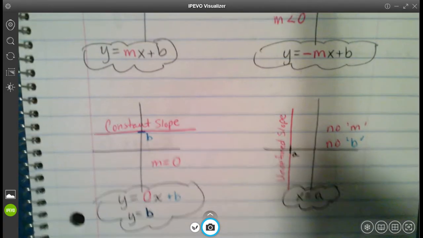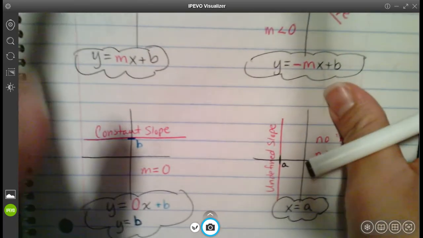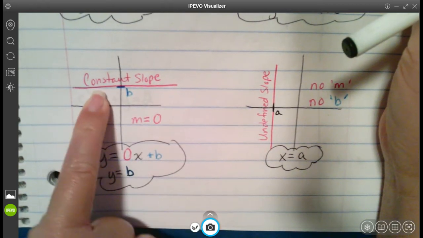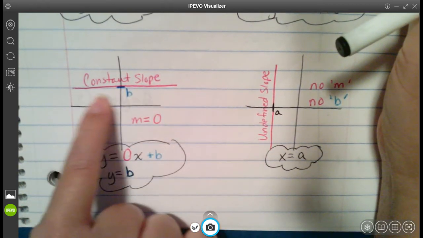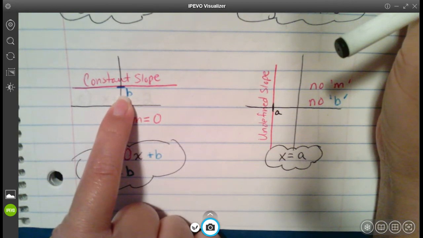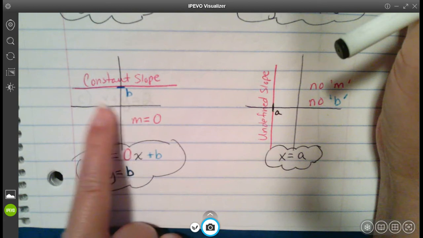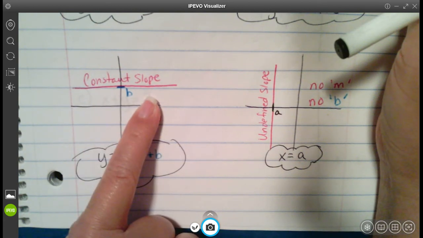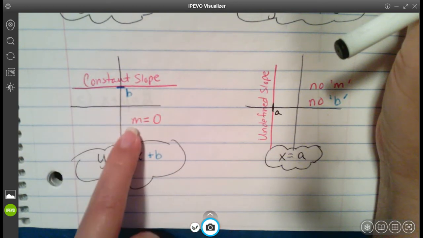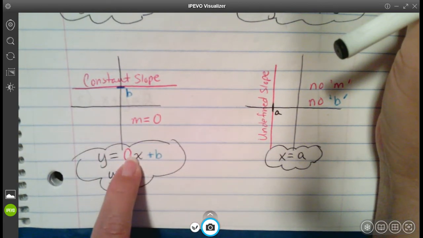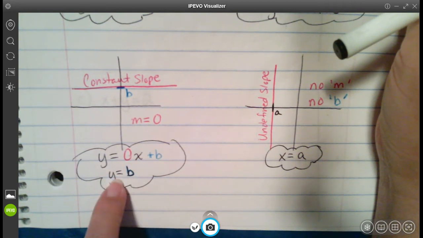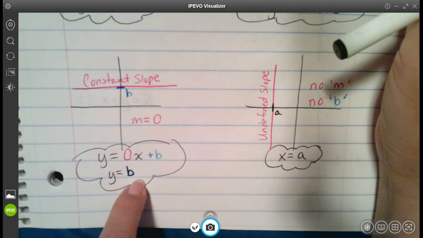We have a constant slope. So the constant slope goes straight across. It's a horizontal line and it goes through a point on the y-axis. I went ahead and labeled that b because that is the y-intercept in this case. The constant slope has no slope at all. If you were walking on this, you wouldn't have to struggle. You would just walk straight across, and so m is equal to 0. Since m is equal to 0, 0 times x is just 0, and therefore the equation would just be y equals b in this case.